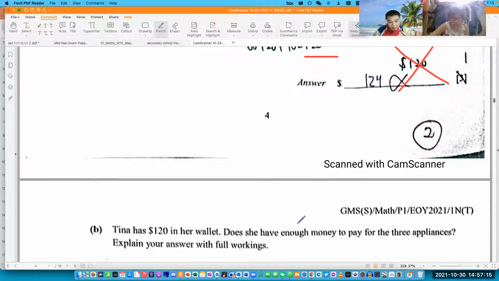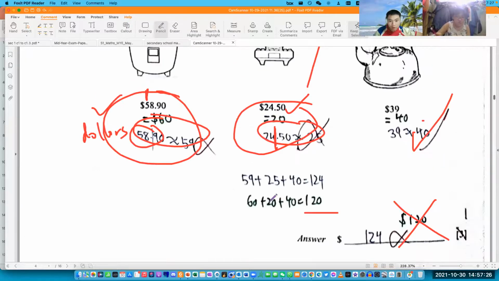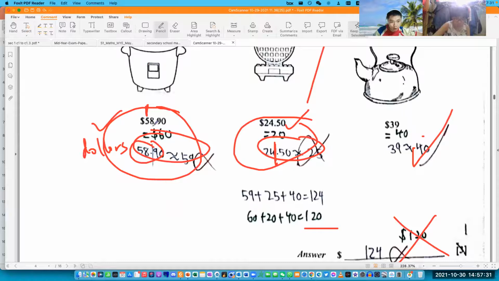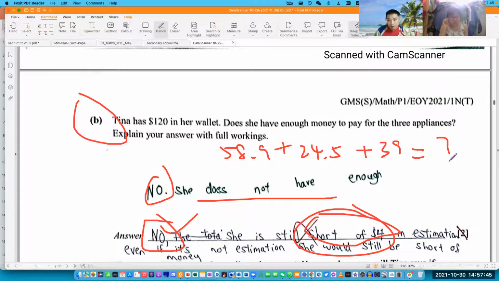In fact, when you answer this question B, do you use the estimate or do you need to find out the actual one? You'll find the actual one. Correct. So for this part B, you should use the actual one. So 58.9 plus 24.5, and then 39. Then you find out what's the actual money. Then you just answer yourself whether 120 can buy or not.